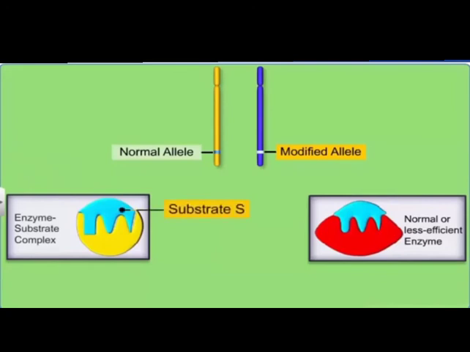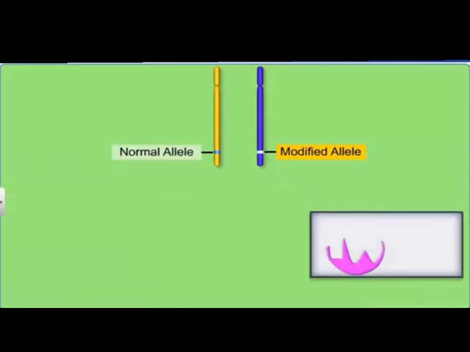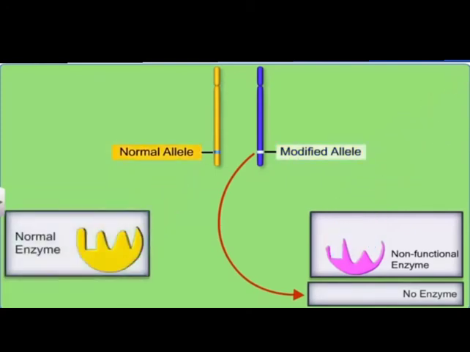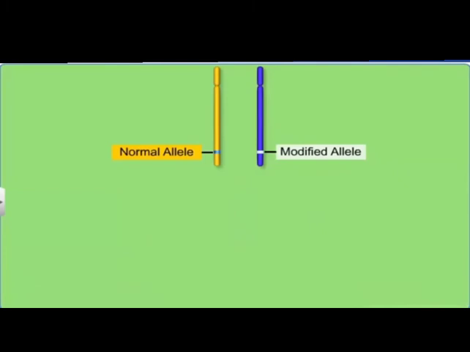Whereas, if the modified allele produces a non-functional enzyme or no enzyme, then the phenotype is dependent on the unmodified or the normal allele. And here, the normal allele that produces the original phenotype is the dominant allele, and the modified allele is the recessive allele.